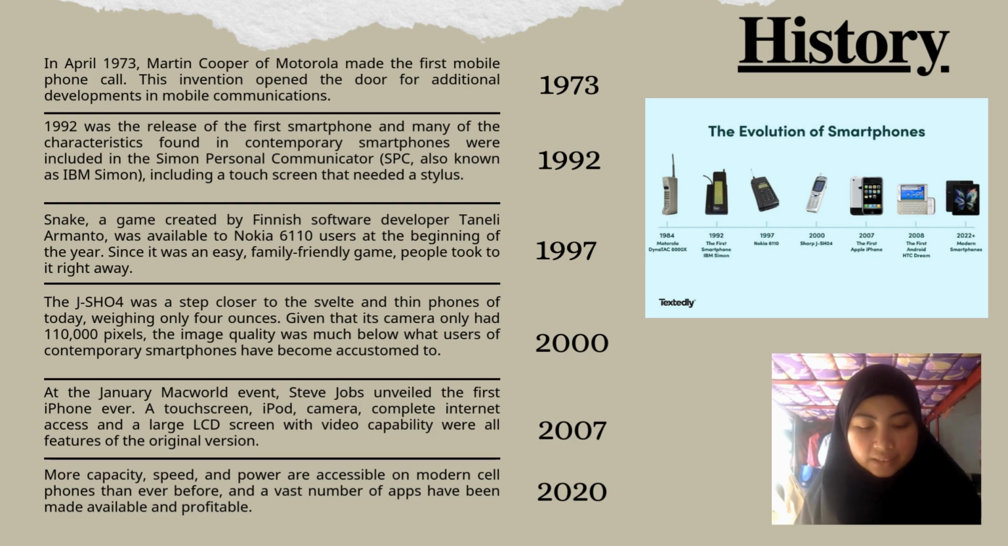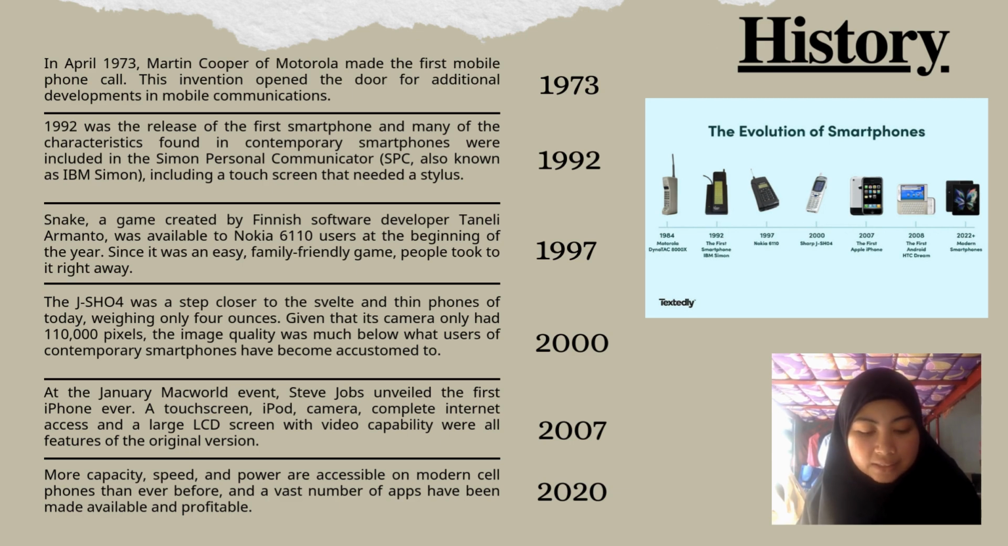In this slide, I will present about the history of the evolution of smartphones. For the beginning, 1973, Martin Cooper of Motorola made the first mobile phone call. This invention opened the door for additional development in mobile communication.